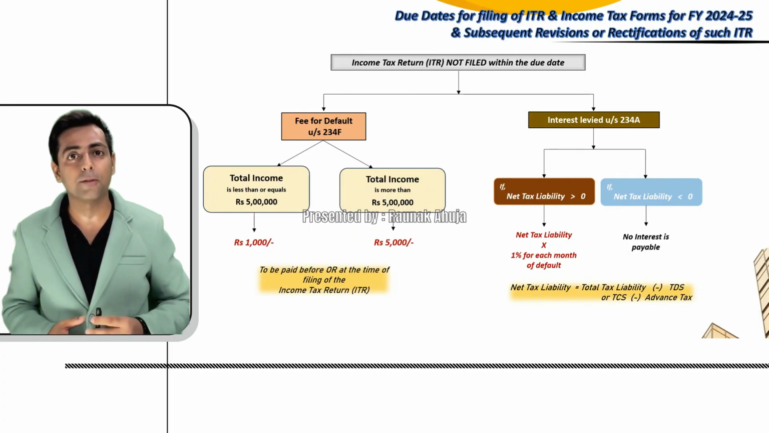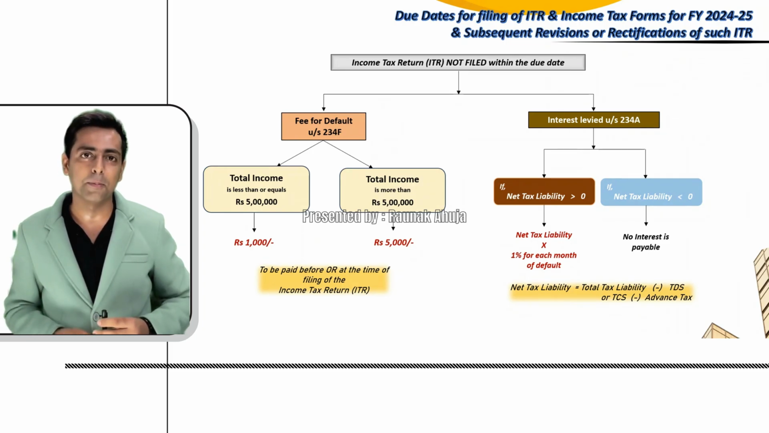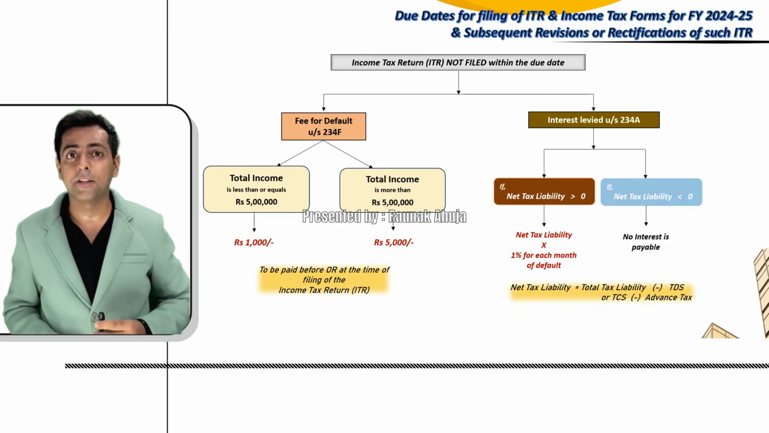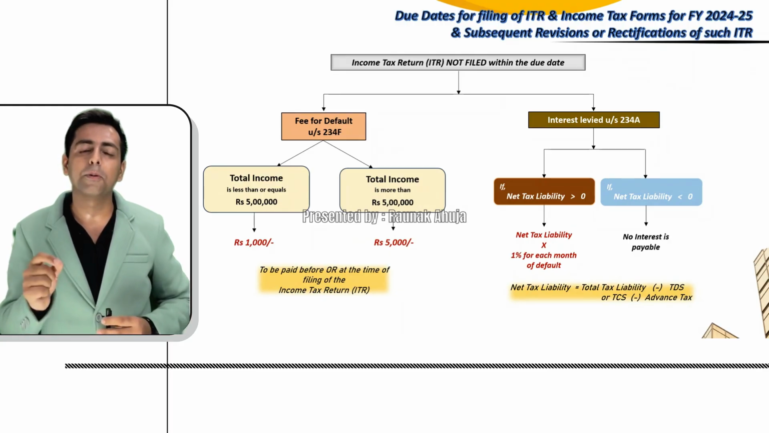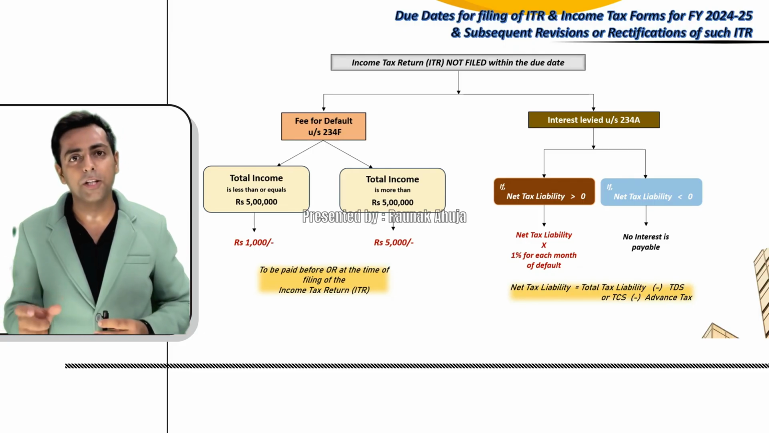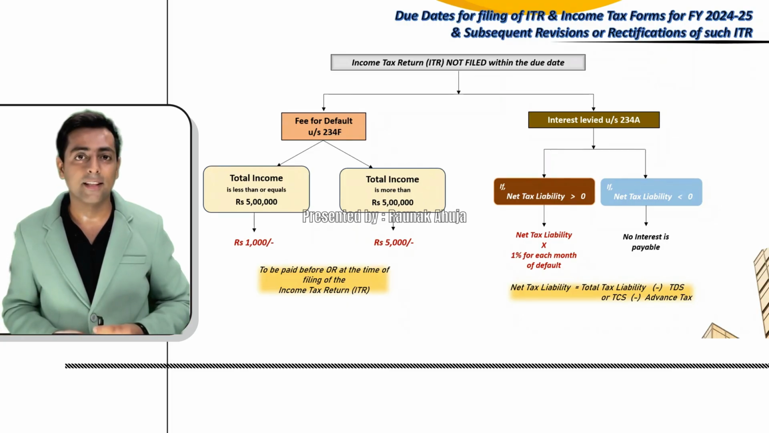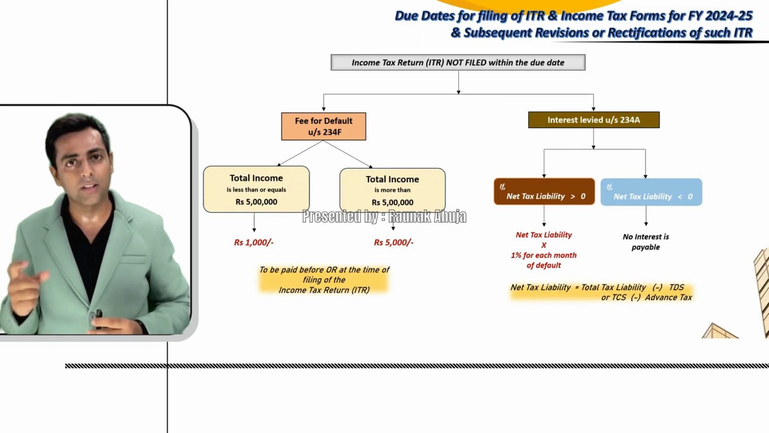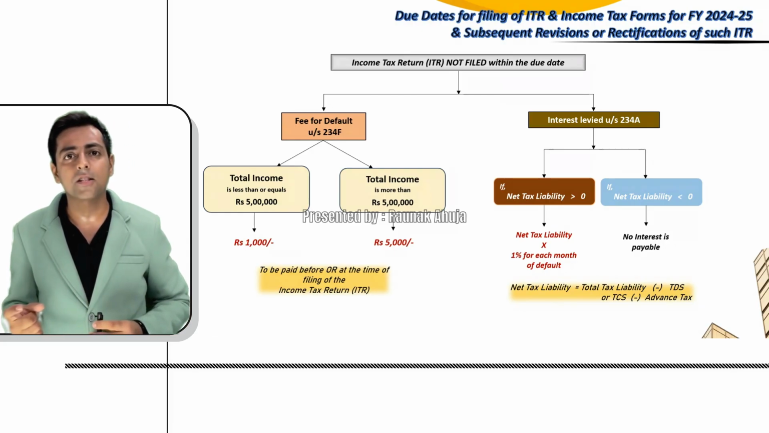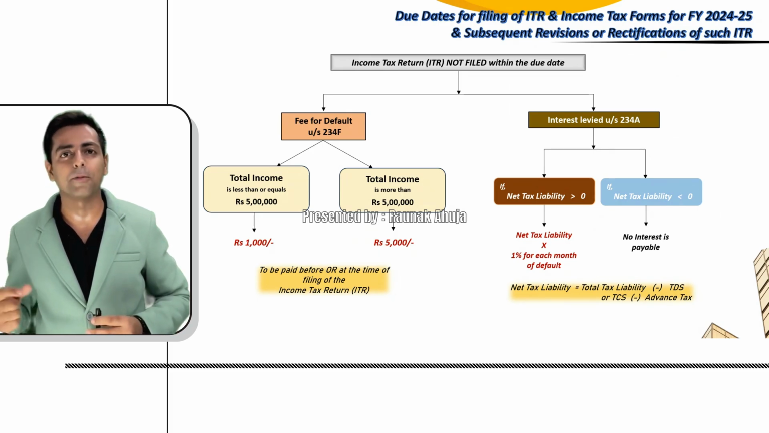Moving on to Section 234A, where the net tax liability does not exceed 0, then in such a case, no interest would be payable. However, if the net tax liability exceeds 0, then interest would be payable at the rate of 1% for each month or part of the month on the net tax liability. Now, how do we calculate the net tax liability? Net tax liability equals the total tax liability minus the TDS or the TCS minus the advance tax paid during the financial year 24-25.